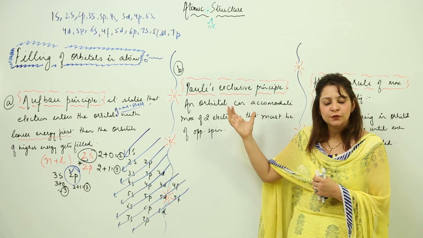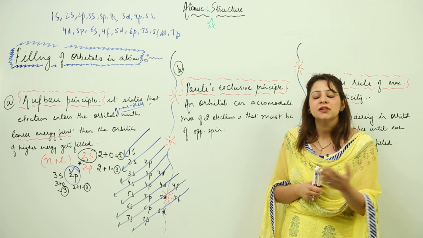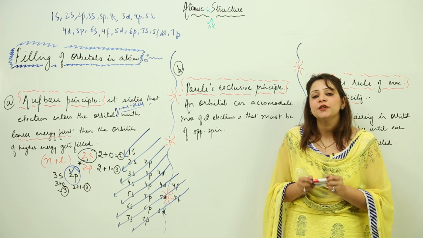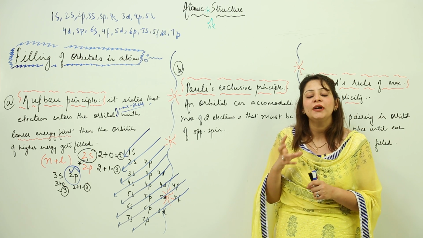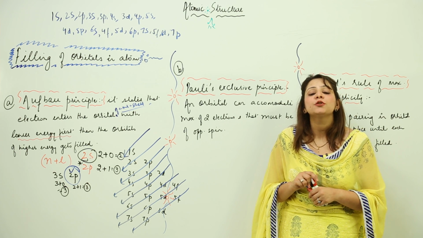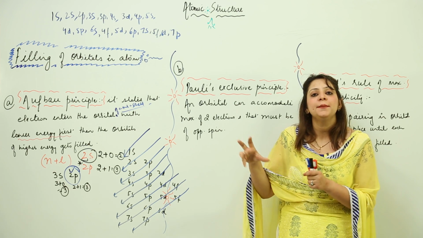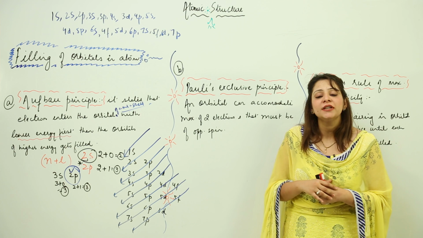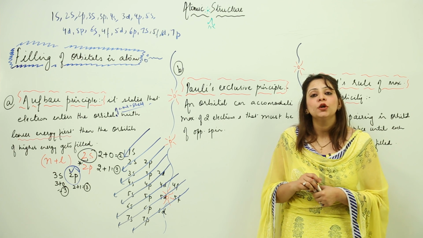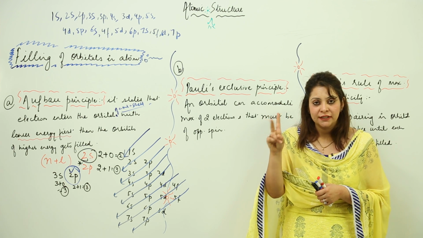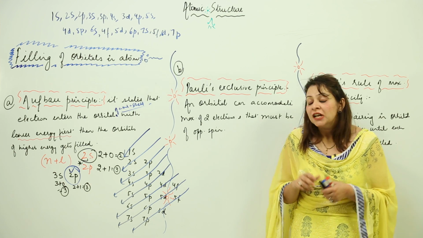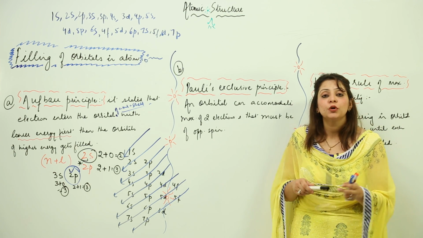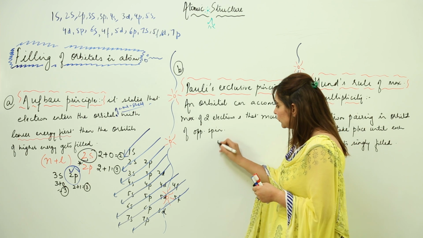So what does Pauli's exclusion principle say? If you get a question like state Pauli's exclusion principle and also explain it, write the first thing: that no 2 electrons in an atom are going to have the same set of all 4 quantum numbers. And this led to the conclusion that an orbital can accommodate a maximum of 2 electrons, and that must be of opposite spin. So how are we going to fill an orbital? Just look at the board.